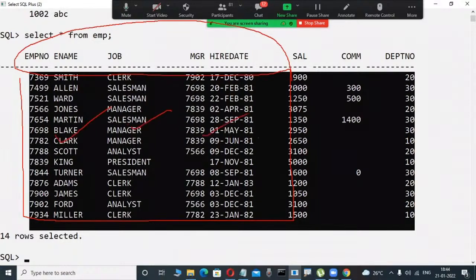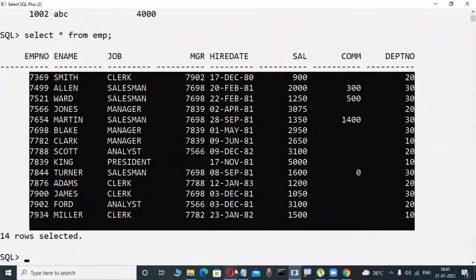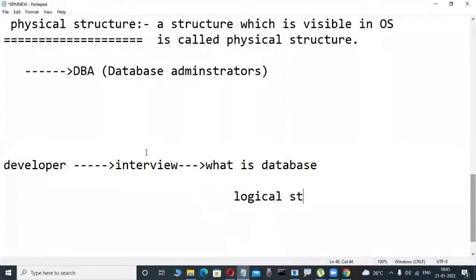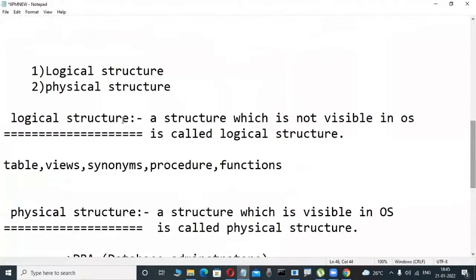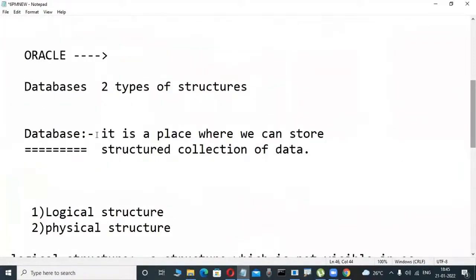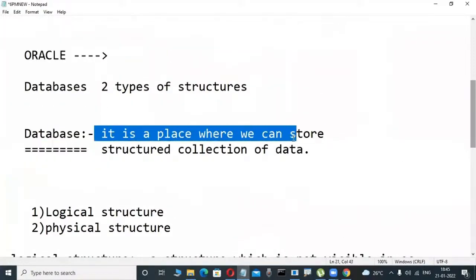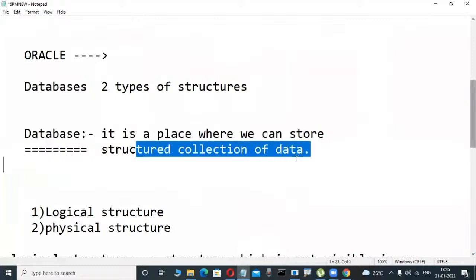A structured collection of data, because we are learning the relational database, the logical side. That is why, in books or when we type in Google what is a database, two definitions are there, but most developers write that it is a place where we can store a structured collection of data.